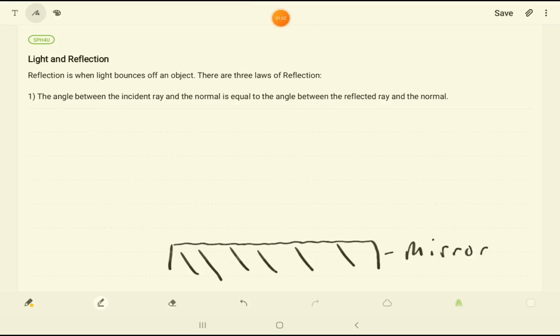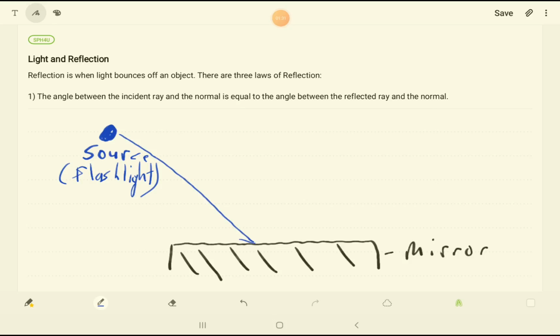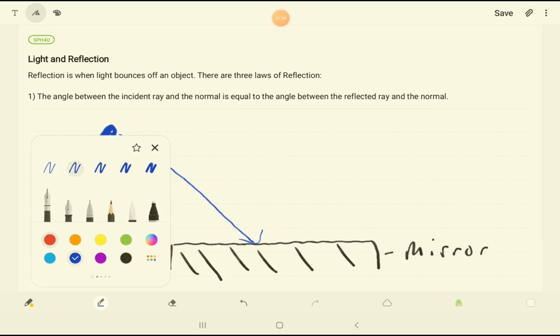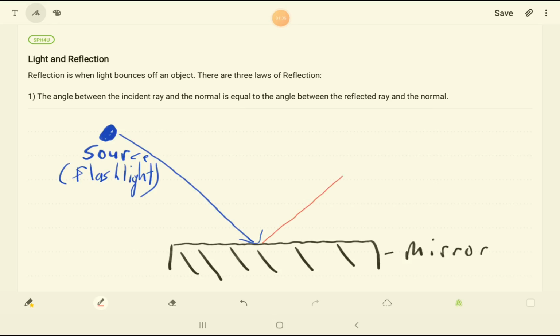So let's say we have a highly reflective surface like a mirror. The first law states that the angle between the incident ray and the normal is equal to the angle between the reflected ray and the normal. And we have a source of light. Let's say this source could be a flashlight of some sort. So we'll just write flashlight. It is shone to the surface like this, and it hits the surface, and then we all know that if you shoot a laser or a light at the mirror, it bounces right off.